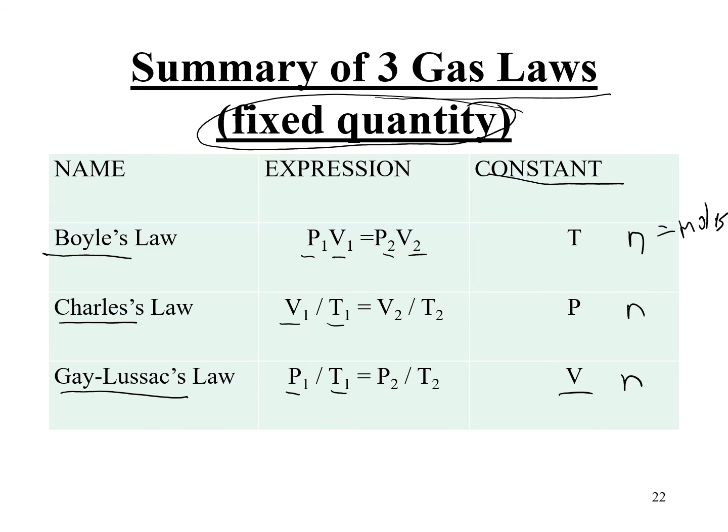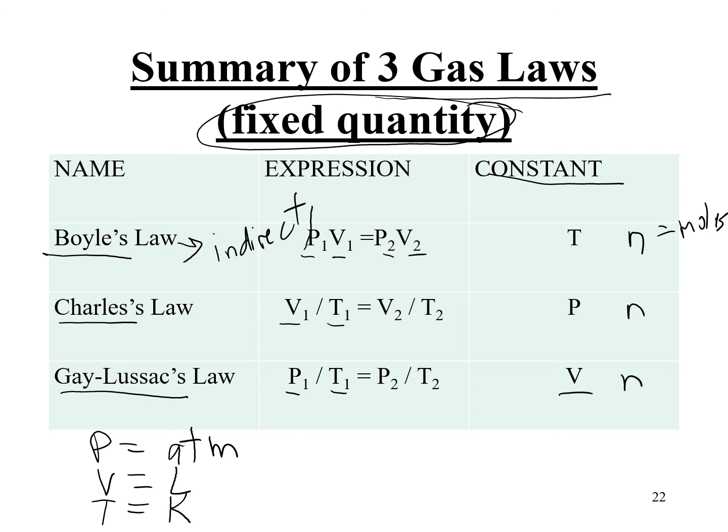I also want to mention the units that we've used in our previous problems. The units for pressure were in atmospheres. The units for volume were in liters, and temperature was Kelvin. And also we can look at these relationships and we can see Boyle's law is an indirect relationship. So we learned as our pressure increases, our volume will decrease. Charles's law is direct. As you increase temperature, your volume will increase. Gay-Lussac's is also direct. If you increase the pressure, the temperature will increase.